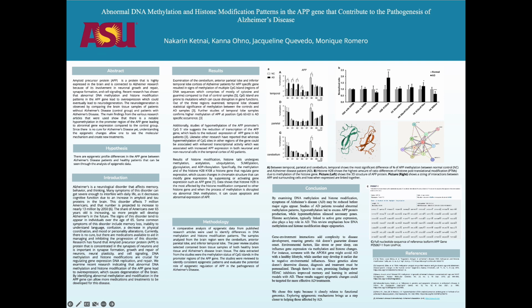The neurodegeneration is observed by comparing the brain tissue samples of patients without Alzheimer's disease, the control group, and patients with Alzheimer's disease. The main findings from the various research articles that were used show that there is a notable hypomethylation in the promoter region of the APP gene, leading to abnormal gene expression compared to the control group. Since there is no cure for Alzheimer's disease yet, understanding the epigenetic changes allows one to see the molecular mechanisms and create new treatments with this.